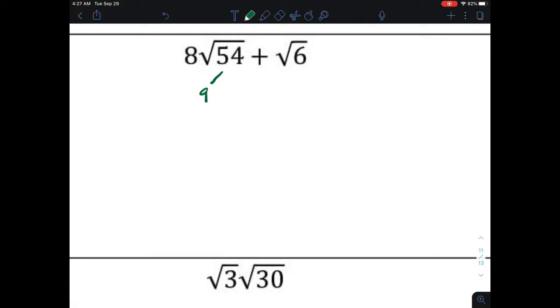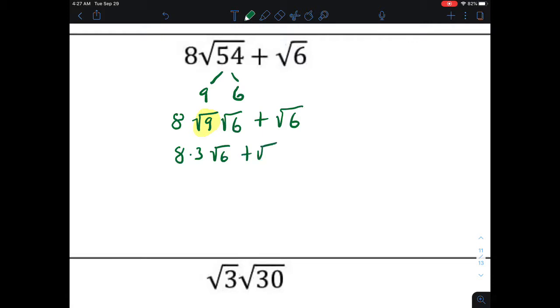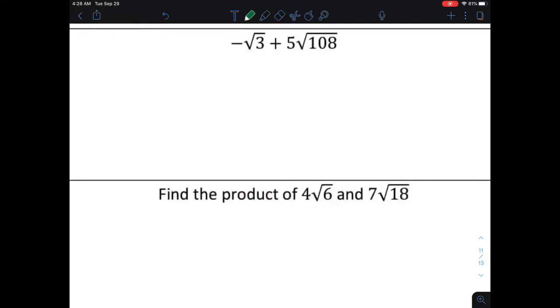54 is 9 times 6. So I could rewrite the square root of 54 as being the square root of 9 times the square root of 6. And then I got plus my square root of 6 still. Well, the square root of 9 is 3. So we have 8 times 3 times the square root of 6 plus the square root of 6. 8 times 3 is 24. So if I have 24 root of 6 plus another square root of 6, that means I have 25 square roots of 6's.